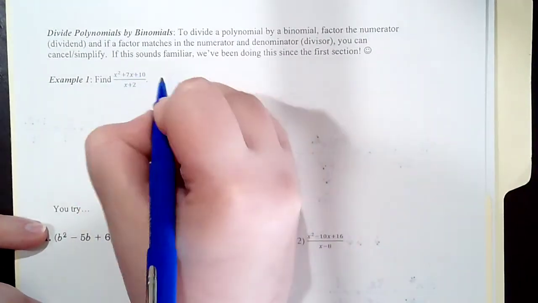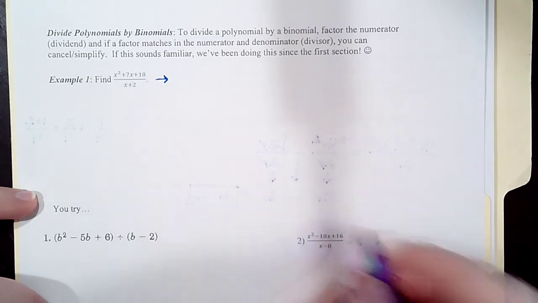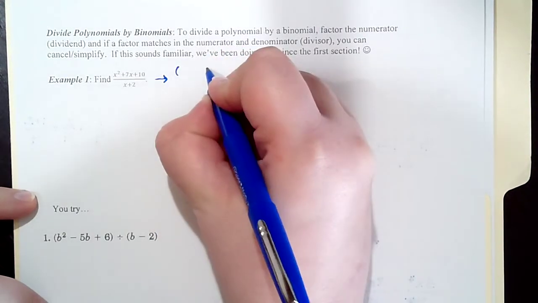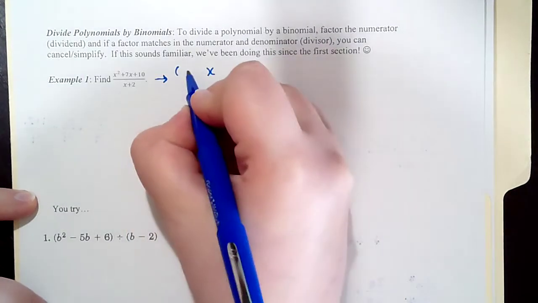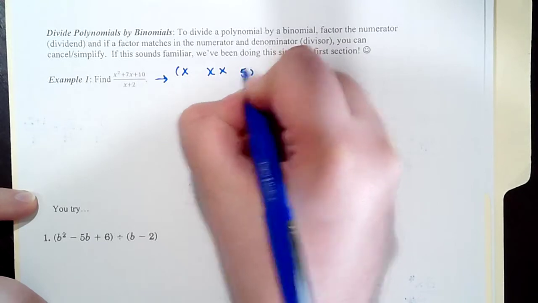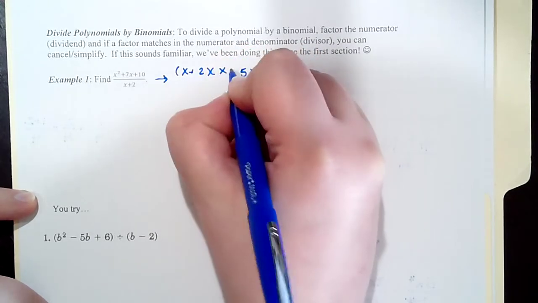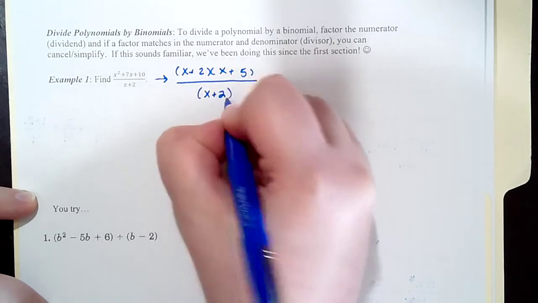If we're going to divide this, the first thing we need to do is factor that top into its smaller parts so we can see what cancels or what reduces. So the top, in this case, is going to be x plus 5 and x plus 2. They're both going to be positive, and it's all going to be over x plus 2.